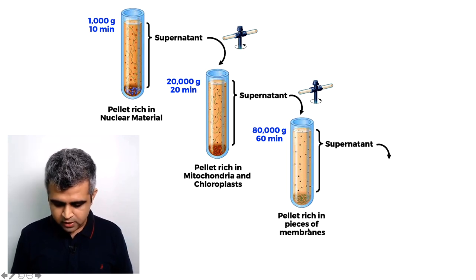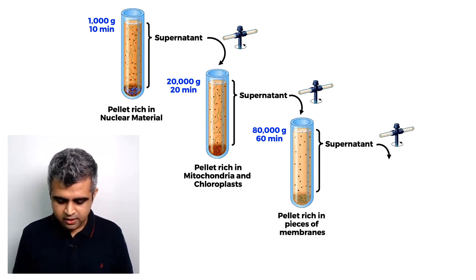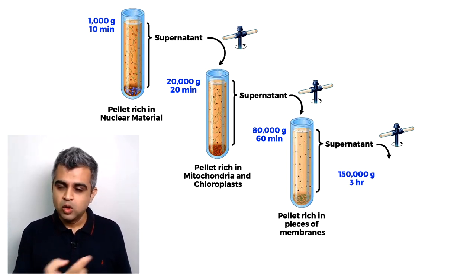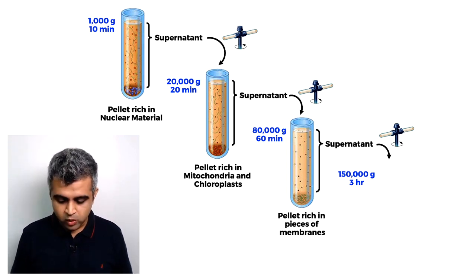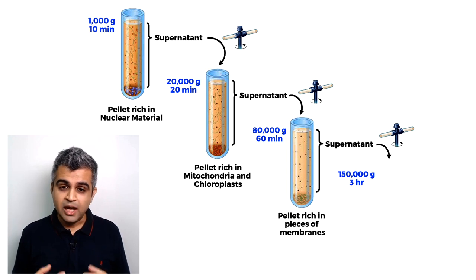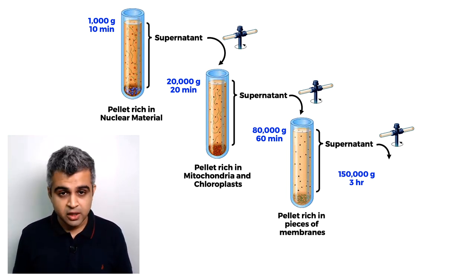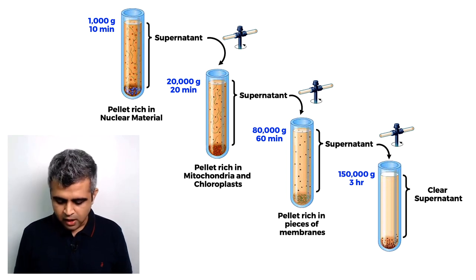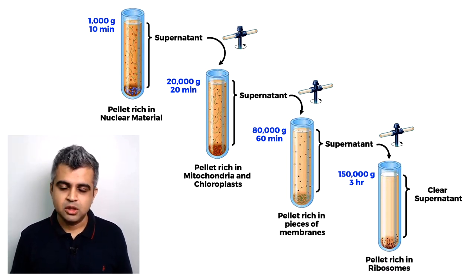Again, we take the supernatant and put it in the ultracentrifuge. This time we will use an extremely high rotational value, about 150,000 g, 150,000 times the gravitational pull, and we will do it for 3 hours. Because of this, whatever little particles are left here will also settle down, fractionated along with a pellet rich in very small organelles called ribosomes.